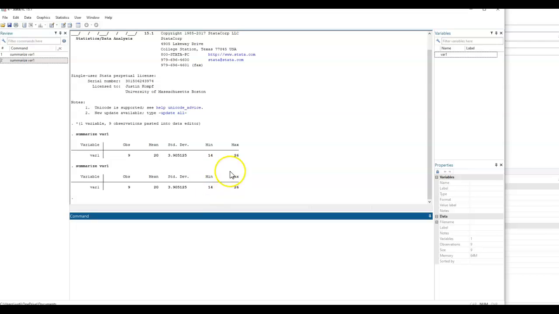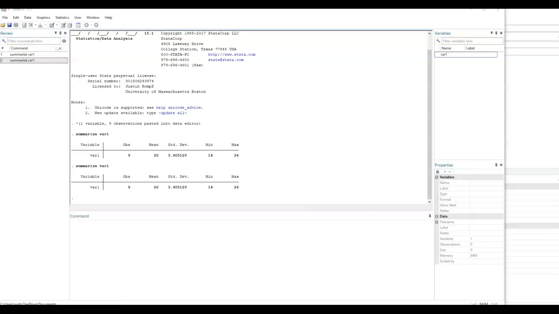We have range right here. We have the minimum is 14, the maximum is 26. So in this case, our range is 12. You can see that our mean is 20, and then it gives us our standard deviation right here, which is 3.9. And you will do the longhand version of getting this number, but realize that it's very easy to get if you're just using the statistical software.